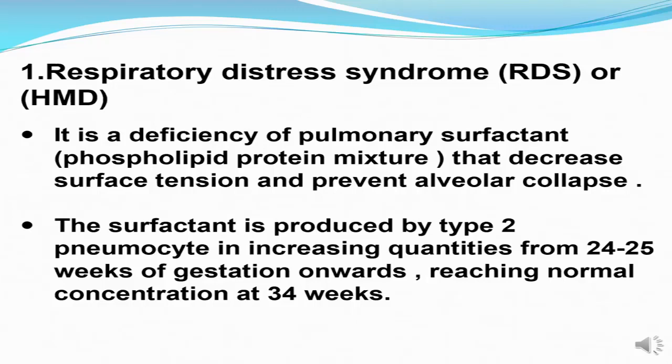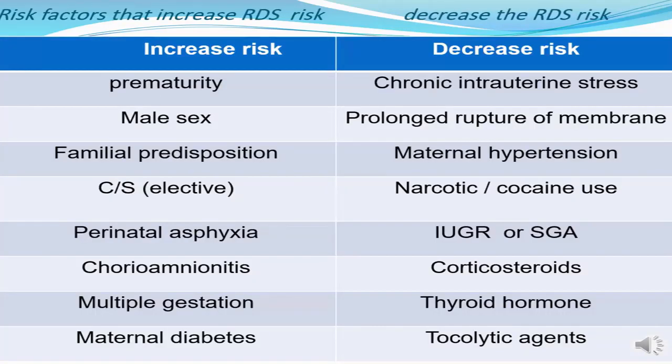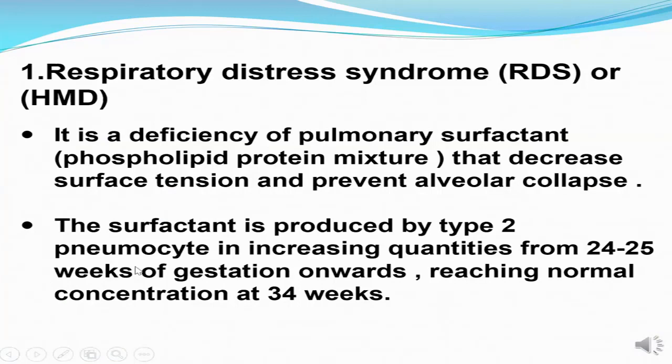So the first early complication is respiratory distress syndrome, or previously called hyaline membrane disease. It is a deficiency of pulmonary surfactant, which is a mixture of phospholipid and protein. It will decrease the surface tension and prevent alveolar collapse. The surfactant is produced by type 2 pneumocytes in increasing quantities from 24 to 25 weeks of gestation onward, reaching normal concentration at 34 weeks.